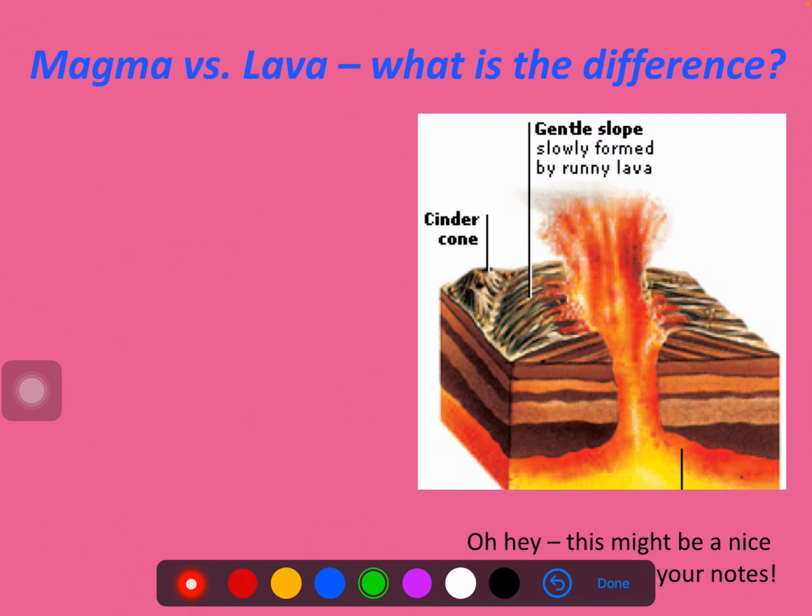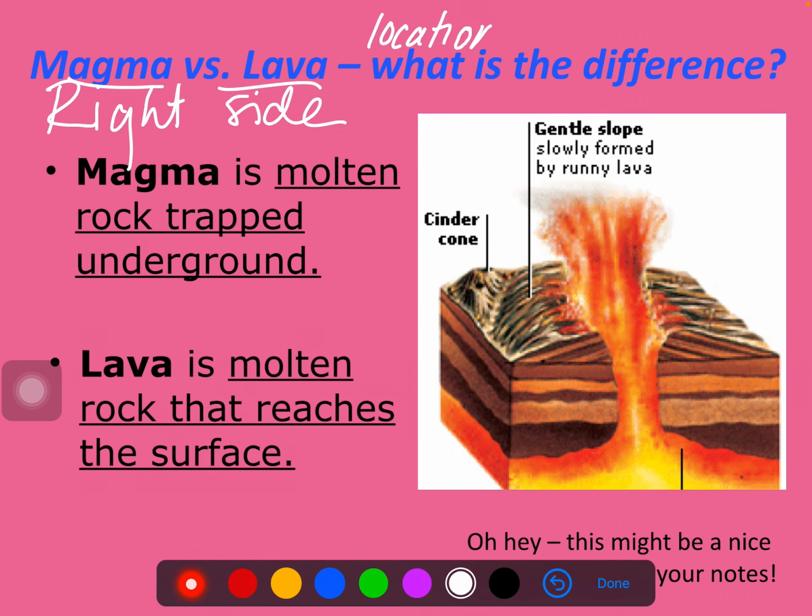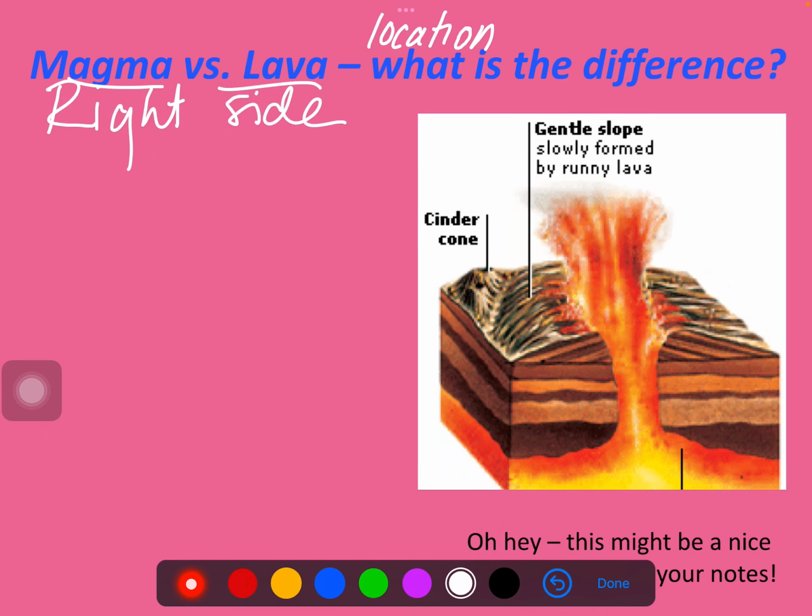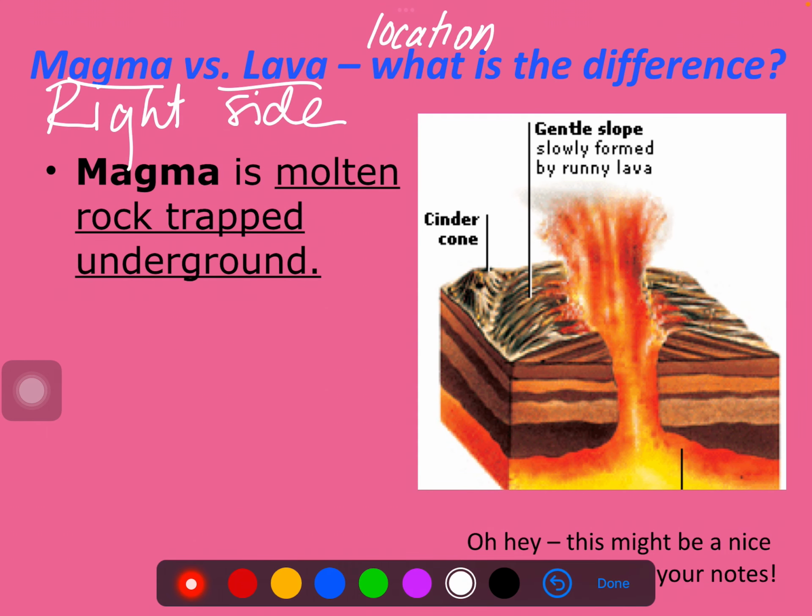So we do want to make sure we know the difference between magma and lava. So looking over on your right-hand side, you've got this little notes section about the difference between magma and lava. See if you can remember what the difference is there. What we're thinking about for magma and lava is all about location, where those rocks are being formed. Magma is this molten rock trapped underground. That's our key word here.